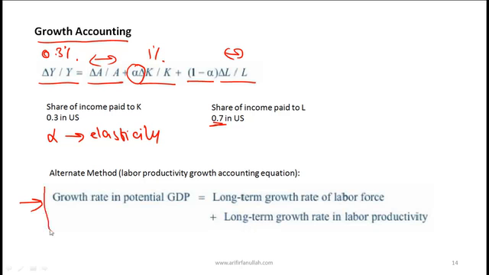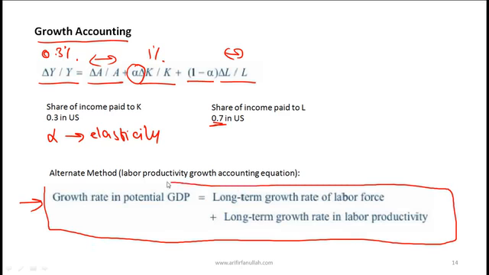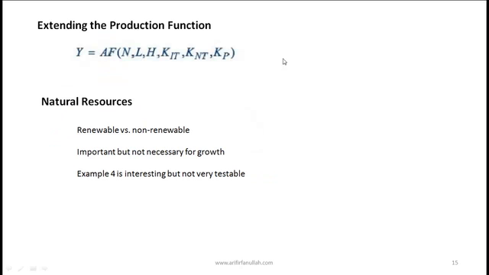So you need to memorize this relationship, and you will use it in examples and practice problems at the end of this reading. So again, growth rate in potential GDP comes from long-term growth rate of the labor force plus long-term growth rate in labor productivity. And this is fairly intuitive.